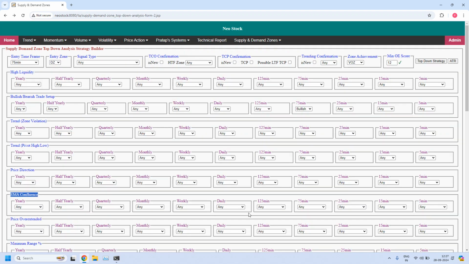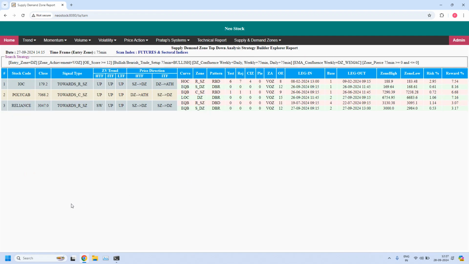So in the EMA confluence at the weekly time frame, because the daily 75 and daily are together part of the weekly zone, if weekly EMA confluence is there, demand zone, weekly EMA confluence, this is a high probability setup. 3 stocks are filtered. You can ignore the third one, Reliance, because in a sideways market EMA confluence does not give any additional advantage. But still it is a good stock, because it is having LTF, ITF, HTF confluence. But weekly EMA confluence is there in the first and second stocks.